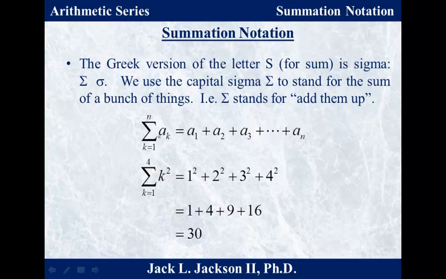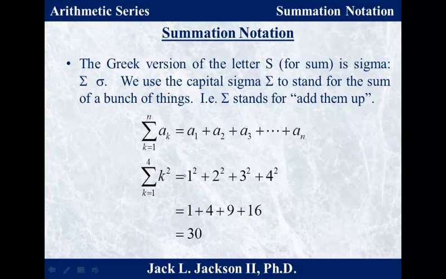So a sub k is the kth term of some sequence. And so your sequence goes a1, a2, a3, up to an. That's a finite sequence. And then this says add those things up. So if the formula for a sub k is k squared, and we're going to sum that from k equals 1 to 4, we would read this as the summation from k equals 1 to 4 of k squared.